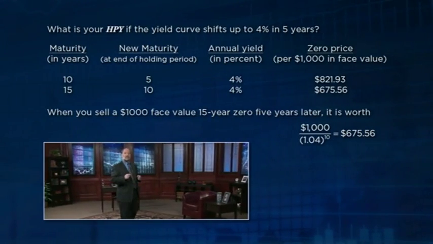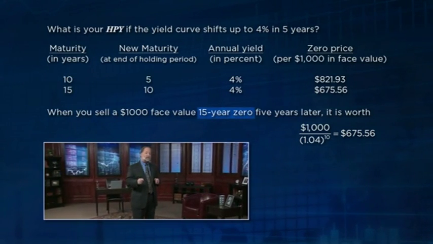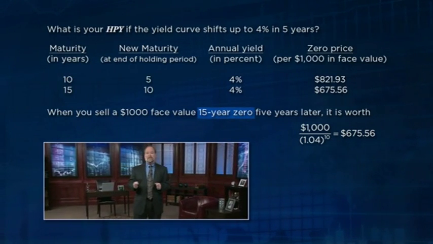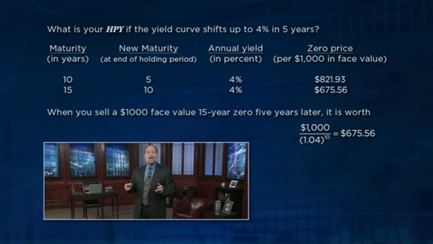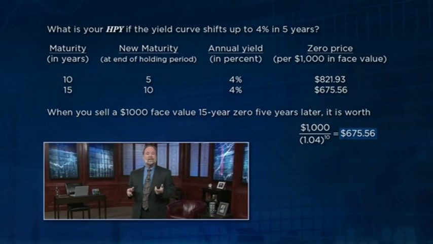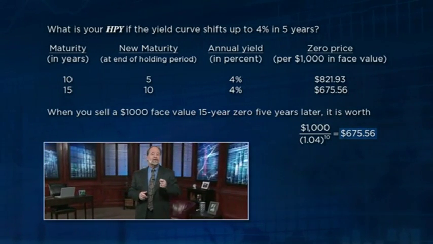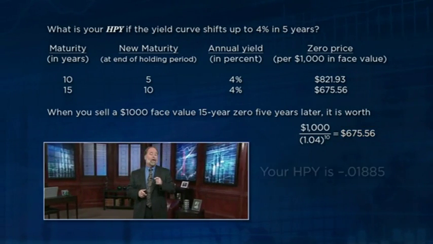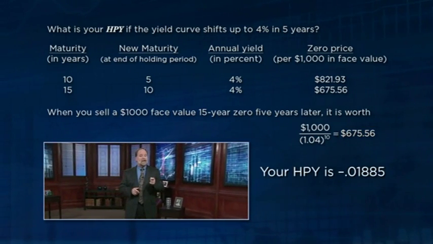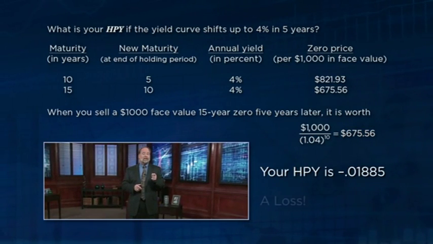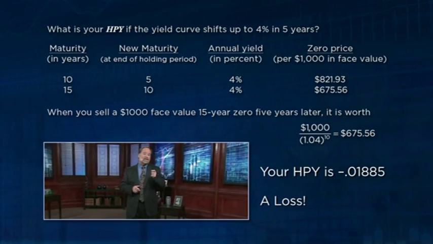And when you sell the $1,000 face value original 15-year zero 5 years later, when it's then a 10-year zero, it's going to be worth what? $675.56. In that case, your holding period yield is actually going to be negative 0.01885. That's a loss of about 1.885%.